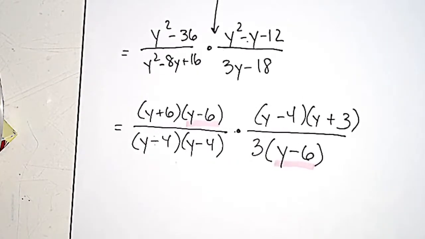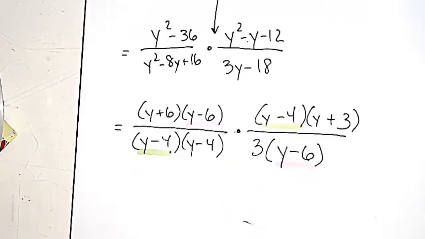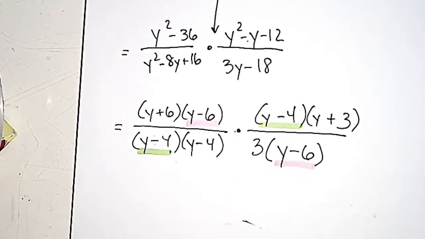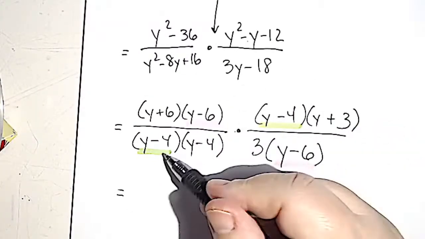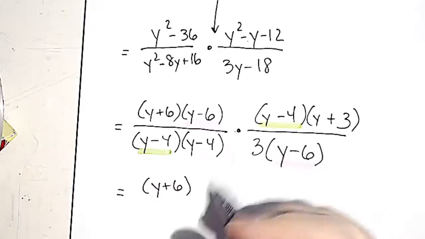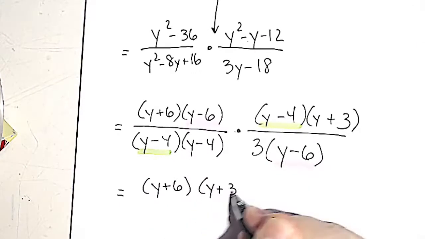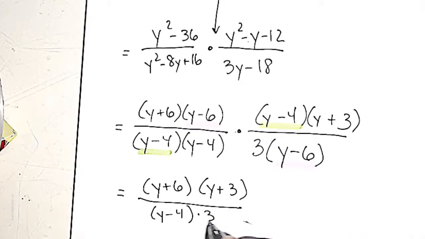Let's see, what else do I have? I have a y minus 4 here and a y minus 4 there. Those will cancel. Not sure anyone else cancels, so I'm going to go ahead and cancel these two, cancel those two, and I get y plus 6 times y plus 3 all over y minus 4 times 3.